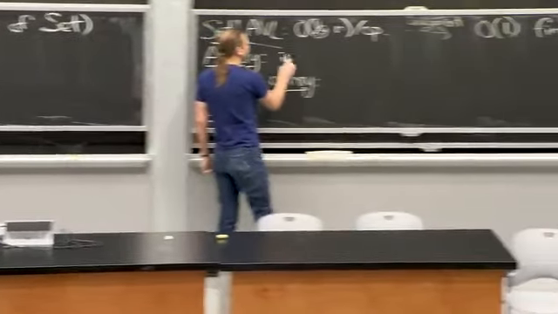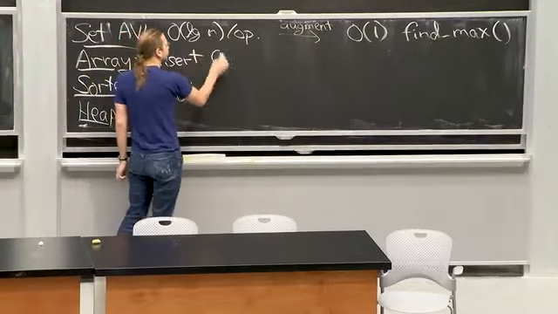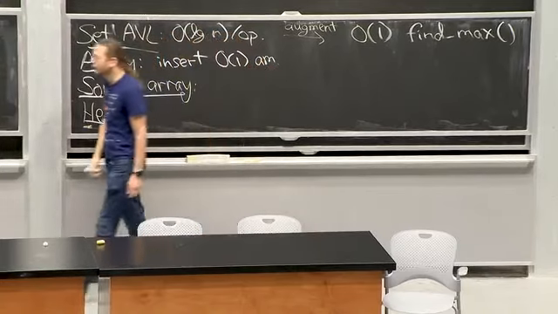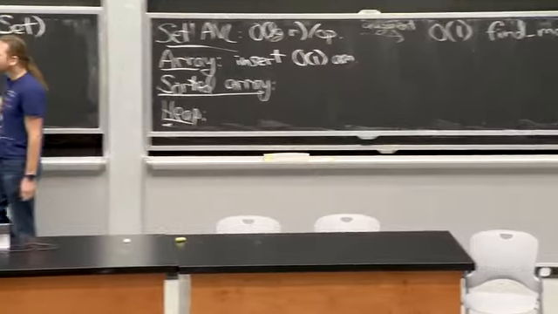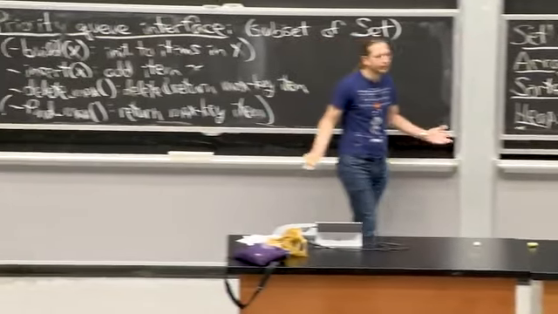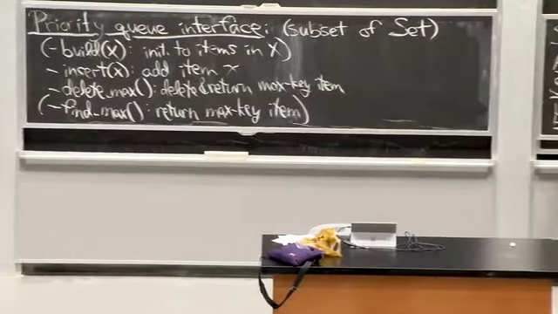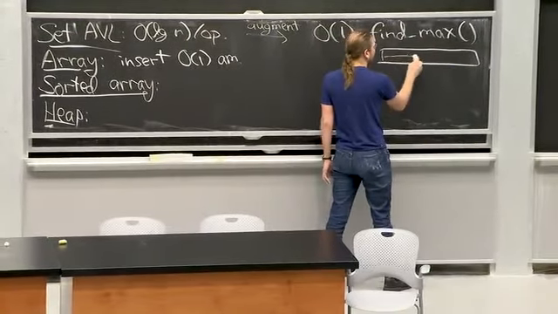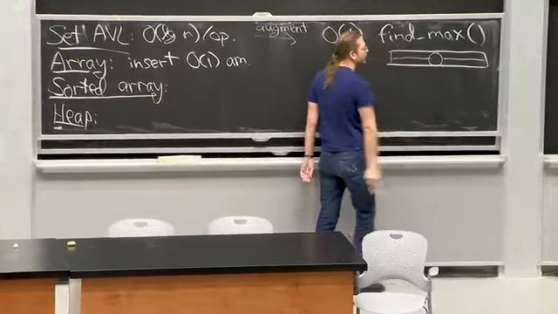So insert is fast, constant amortized. We might have to resize the array, but that's the amortized part. But delete max is slow in an unsorted array. I don't know where the maximum is, so I have to scan through the whole array. So I scan through the array, identify the max is somewhere in the middle.